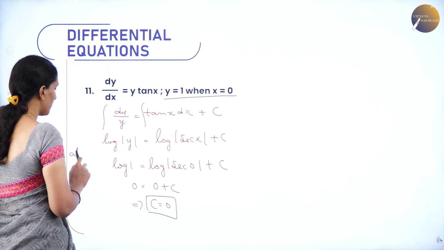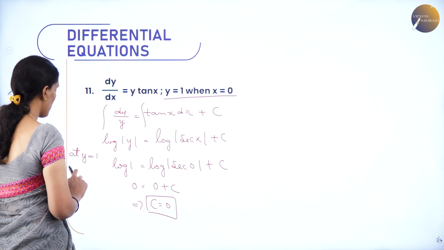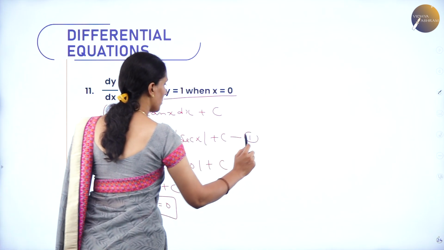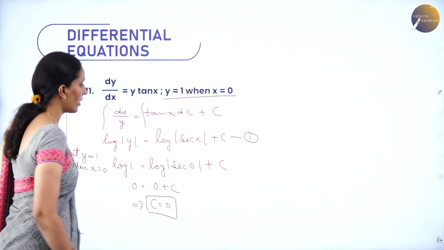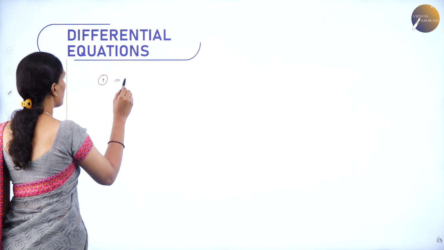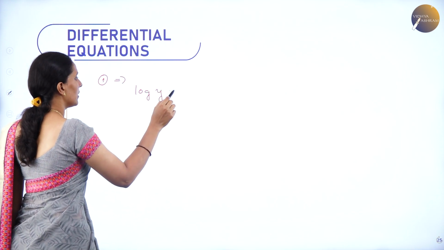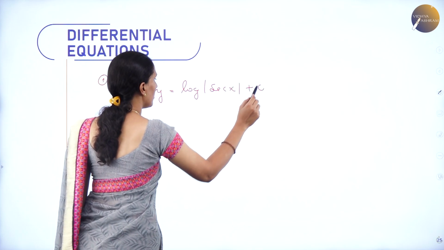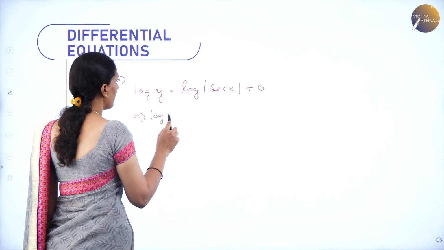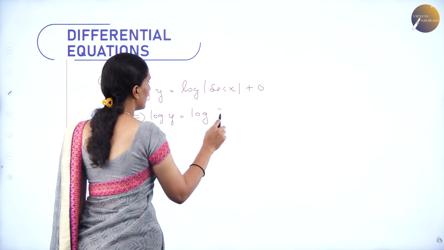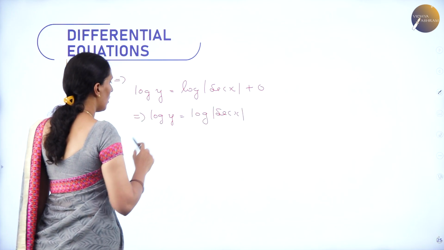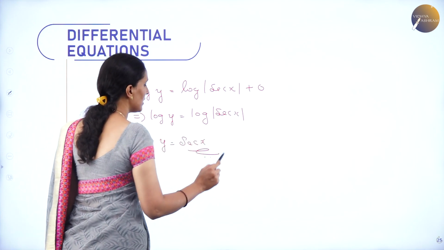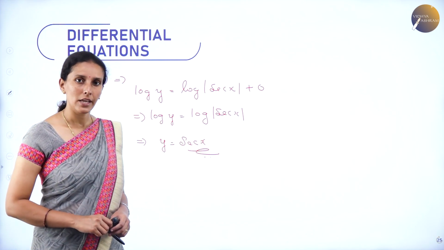So y is equal to 1 when x is equal to 0, and this is the general solution. Now if you put c is equal to 0 in the general solution, then log y is equal to log of secant x plus 0. So this implies log y is equal to log secant x. We have log on both sides. This implies y is equal to secant x. So this is the particular solution for the given differential equation.